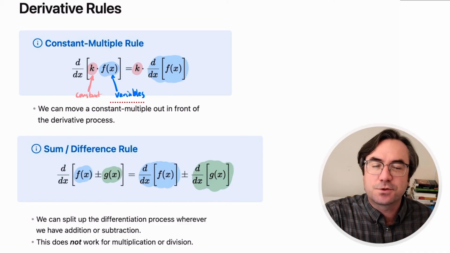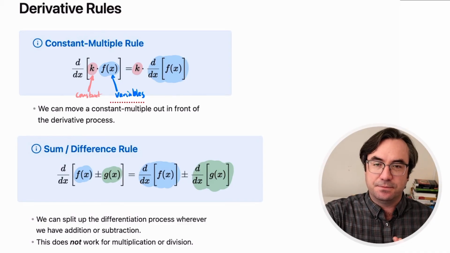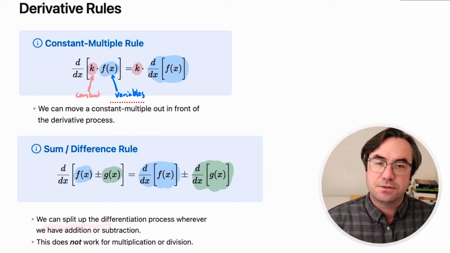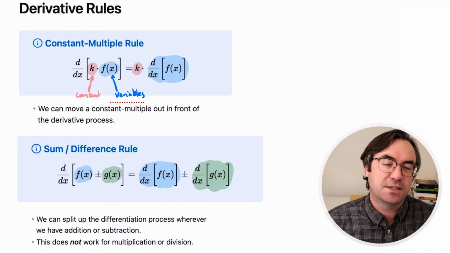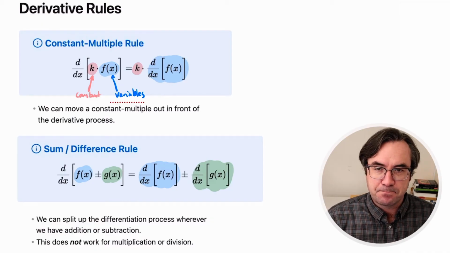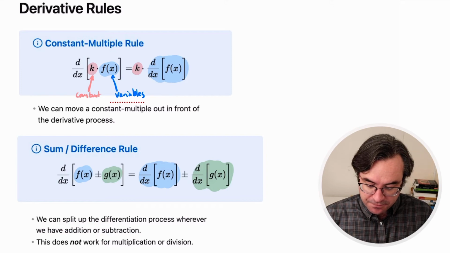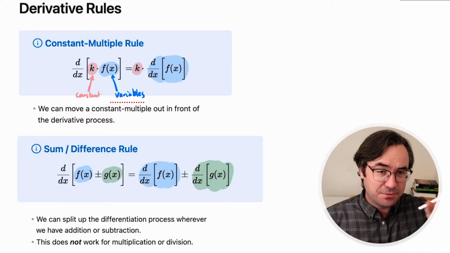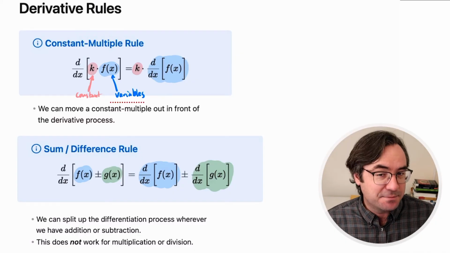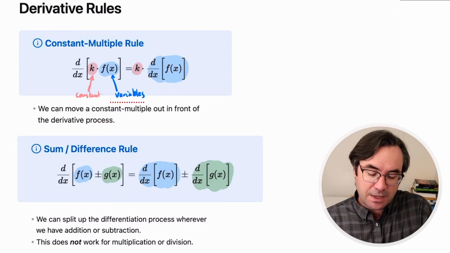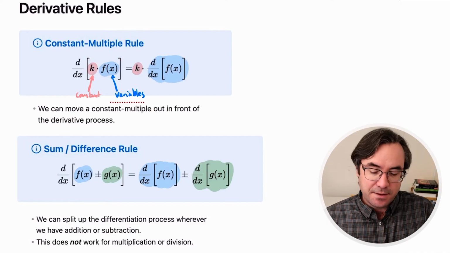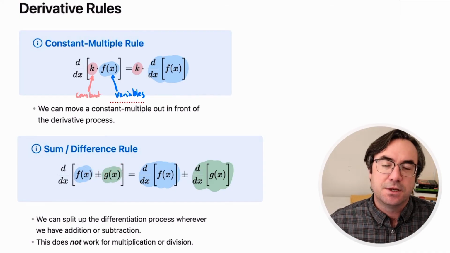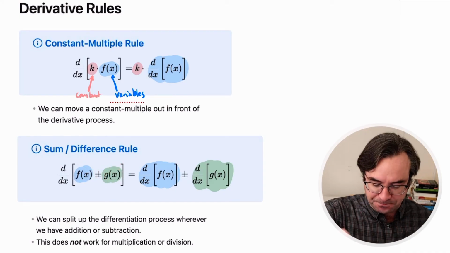So derivative works really nicely with addition and subtraction. You can think of this rule as: we can split up the derivative process wherever we see addition or subtraction. Now, one thing to be careful of, this does not work for multiplication or division. If we have x terms getting multiplied or x terms being divided, it doesn't work. Constant times variable is fine. But if we had two variables and we were trying to multiply them together, that's a different story. We'll see how to handle that later on.